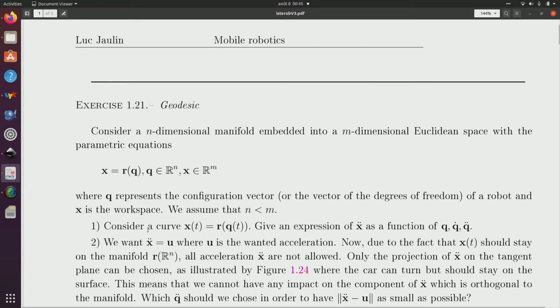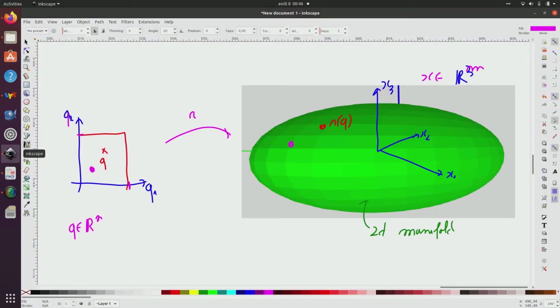For the first question, I will consider a curve x of t, which is a function of q of t, and I have to give an expression for x double dot, the acceleration of x, as a function of q, q dot, and q double dot. For this, I will illustrate here. If I take a trajectory here, this one is q of t. If I do this, I will have a trajectory on the manifold, and this one will be x of t. So I know that x of t is equal to r of q of t.